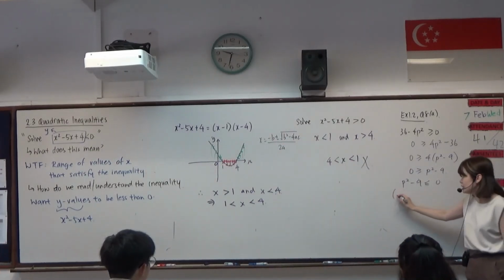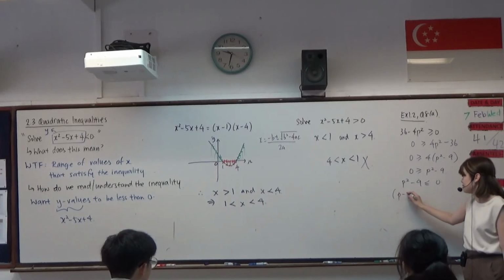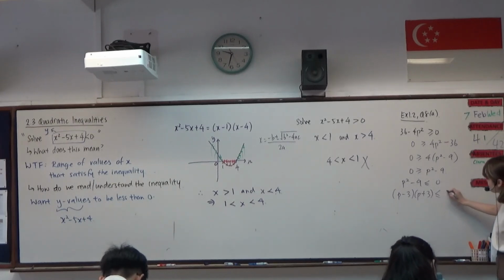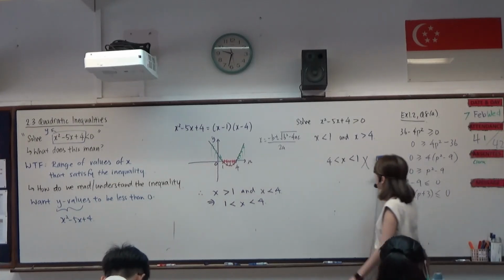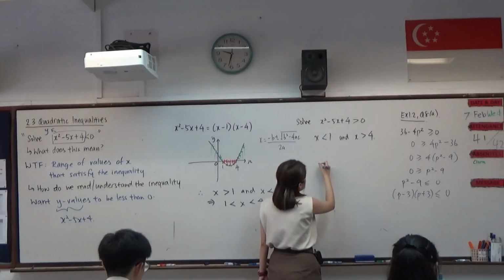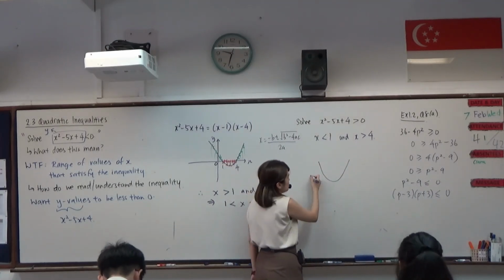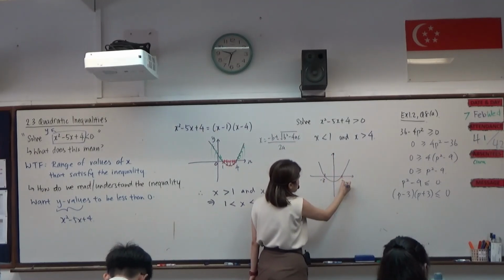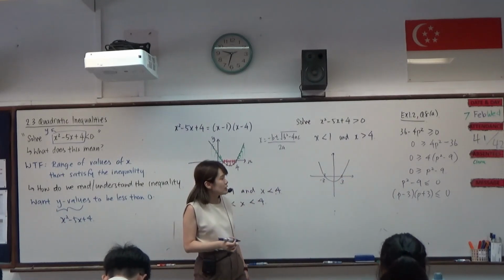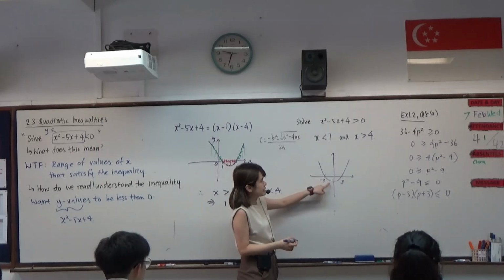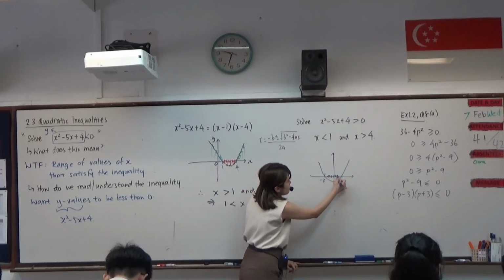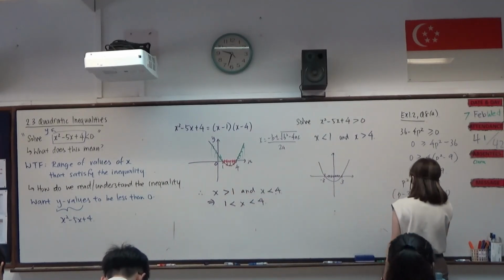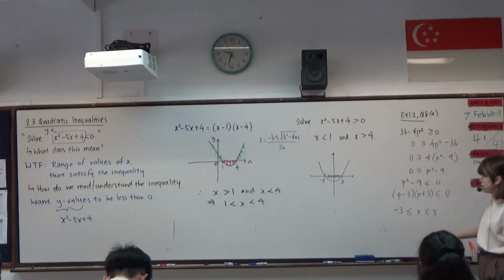From here, we know that it can be factorized. It gives us p minus 3, p plus 3, less than or equal to 0. So how does the graph look? It will be a U-shaped curve, having negative 3 here and 3 over here. We're looking at less than or equal to 0, so these are the points below the x-axis, and therefore your range of values is over here. Hence our answer will be between negative 3 and 3.